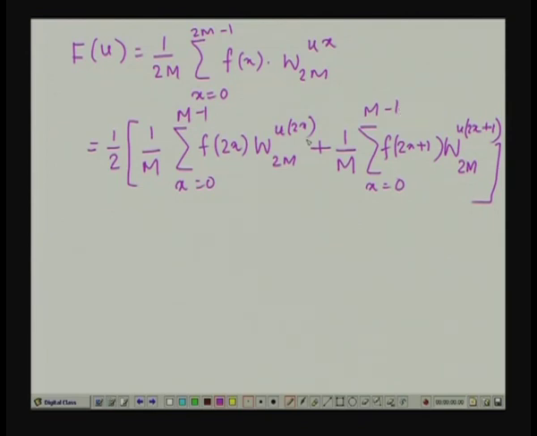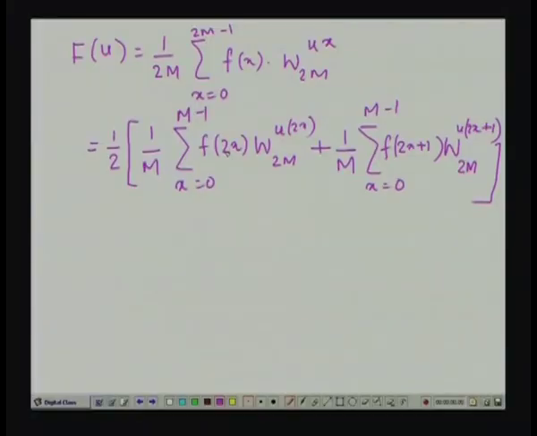Now, by this you see what we have done. f(2x), as x varies from 0 to capital M minus 1, gives us only the even samples of our input sequence. Similarly, f(2x plus 1), as x varies from 0 to capital M minus 1, gives us only the odd samples of the input sequence. So, we have simply separated out the even samples from the odd samples.